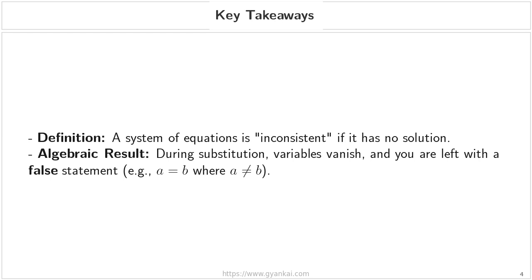Now, how do you spot this while you're actually doing the math? Keep an eye on your algebraic result. When you are using the substitution method, you'll know you're dealing with an inconsistent system if the variables completely vanish, leaving you with a mathematical statement that is clearly false. For instance, you might end up with something like A equals B, where A is definitely not equal to B. If you see a contradiction like 0 equals 5, that is your signal to stop and conclude there is no solution.